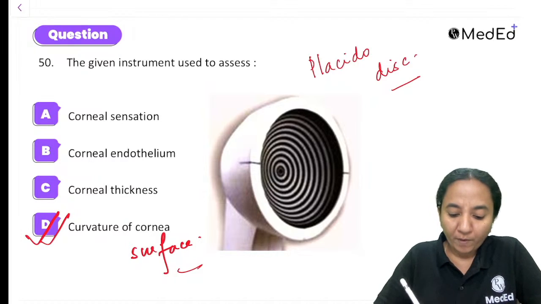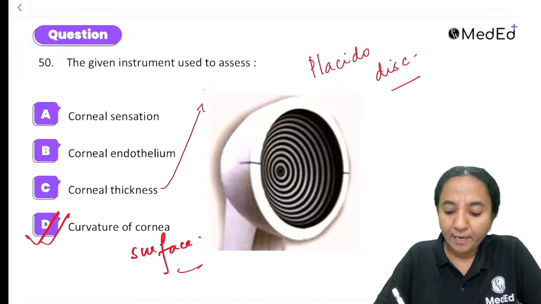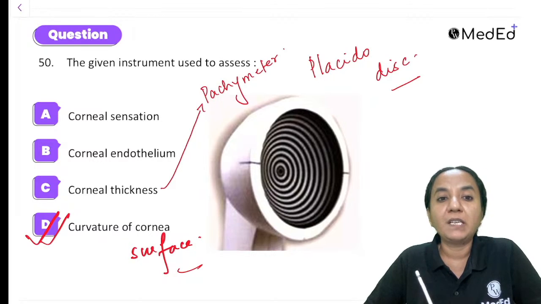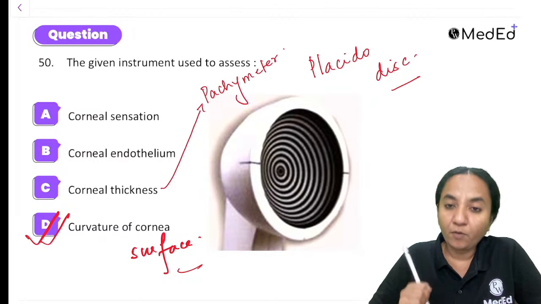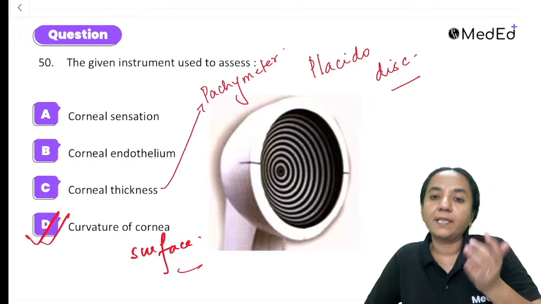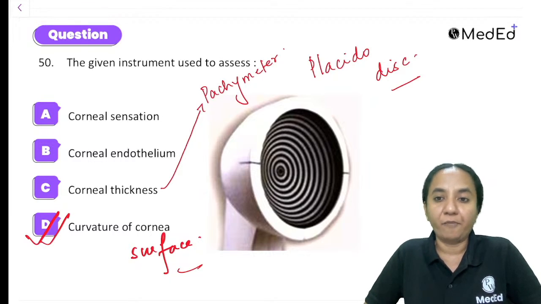Now what is the instrument for evaluating the corneal thickness? Please memorize this. The instrument for evaluating the corneal thickness is called as pachymeter. Pachymeter is the name of the instrument for evaluating corneal thickness. Now this is a Placido disc. It is meant for evaluating the curvature of the surface of the cornea.